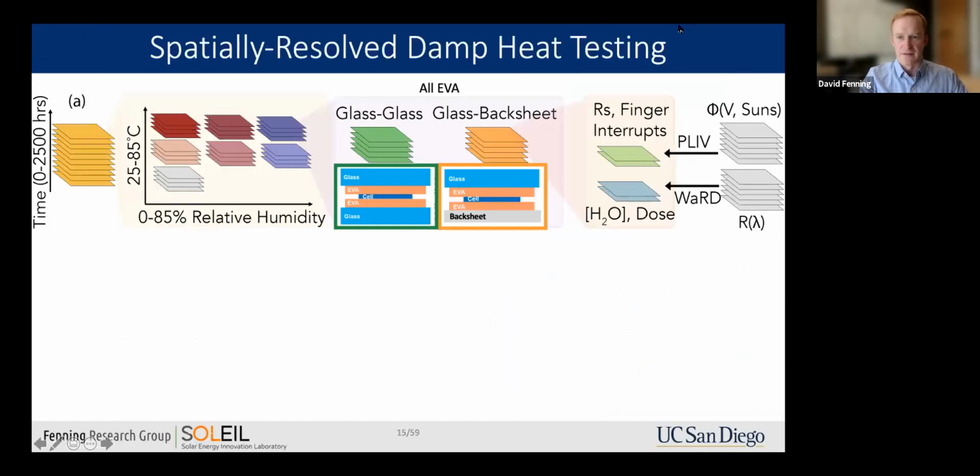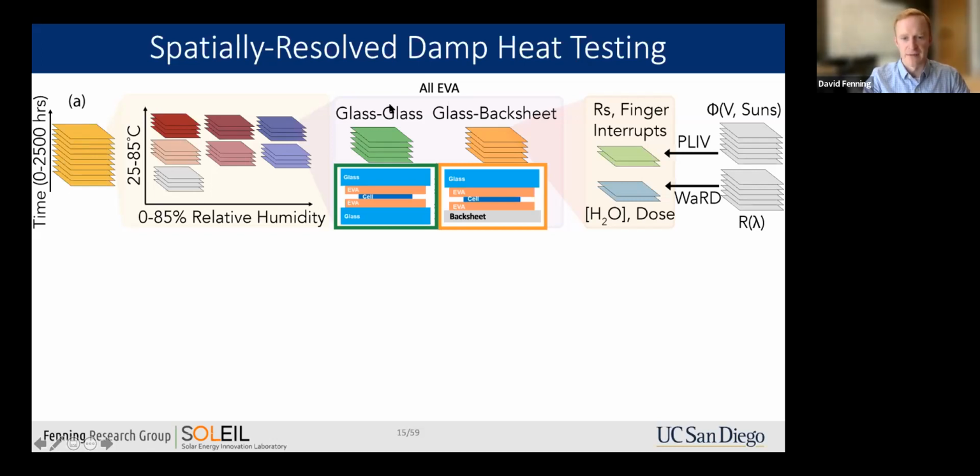This was a sort of tour de force amongst some of the junior researchers on my team, spanning a lot of measurements. Here we're using aluminum back surface field modules. They're all EVA, and we were interested in a longitudinal study of how water was affecting these modules.